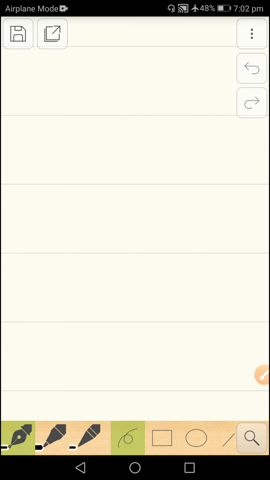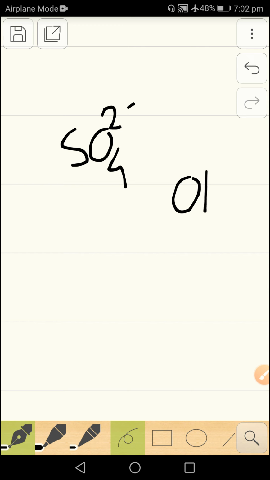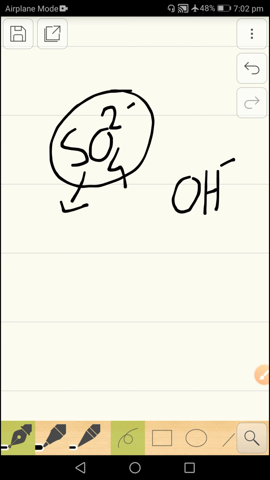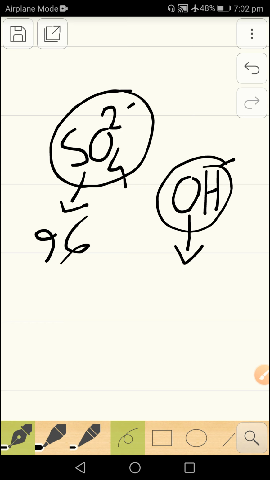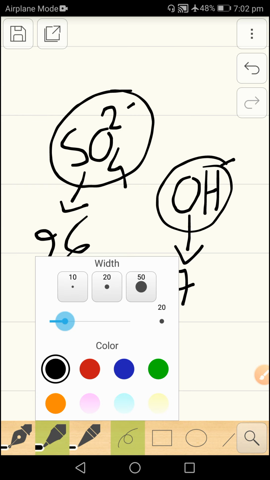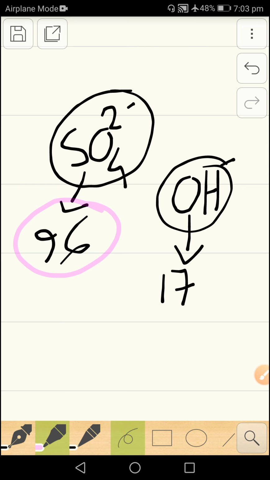Although, look, the sulfate. Let me give some comparative studies so that that would be easier for you. So sulfate and hydroxide, tell me the mass of sulfate. It's 32 plus 64, that means it's about 96, isn't it? 32 plus 64, yes, 96. And this has got a mass of just 17. So which ion is bigger? Which ion has a greater surface area? Obviously, your answer must be sulfate.